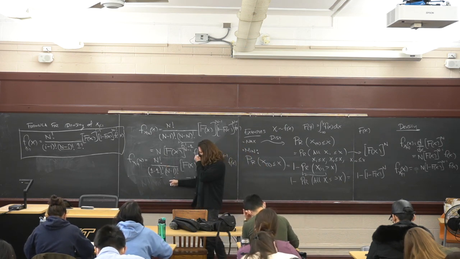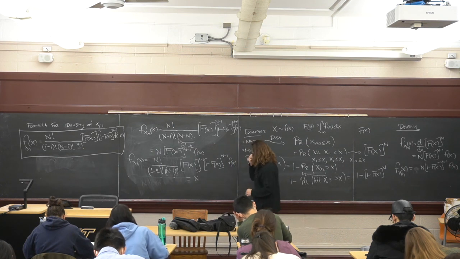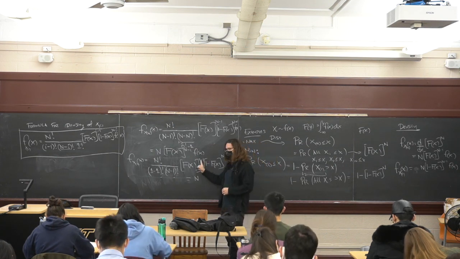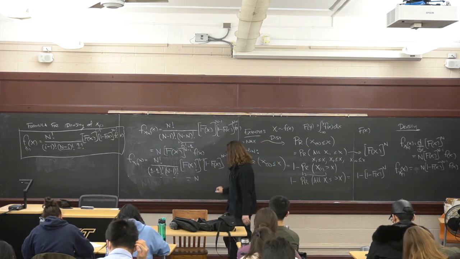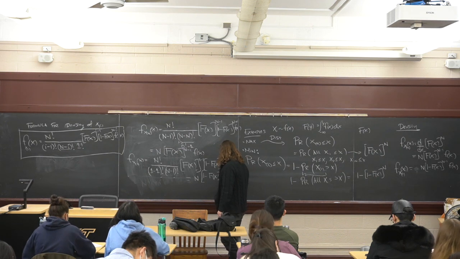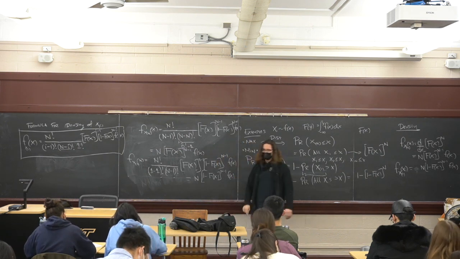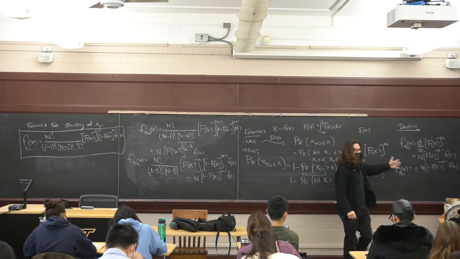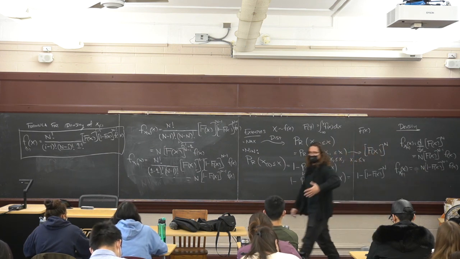n factorial divided by n minus 1 factorial is n. This thing is 1. This is going to be 1 minus f of x to the n minus 1 times little f. So we match what we got before. So lots of ways to do this problem.